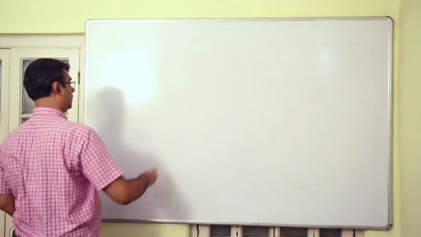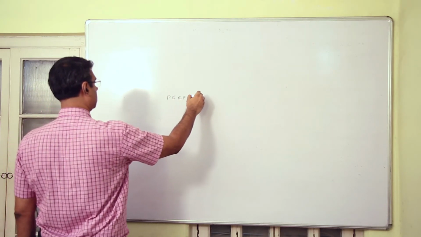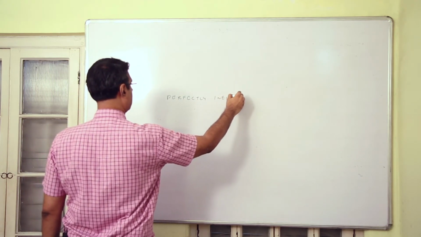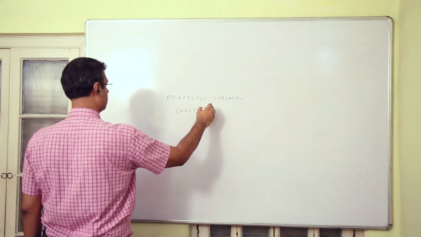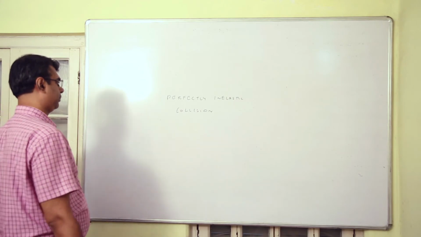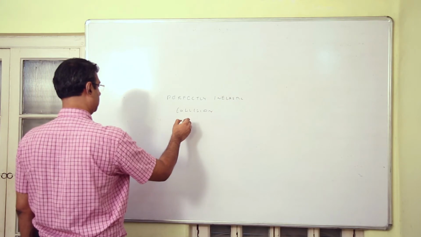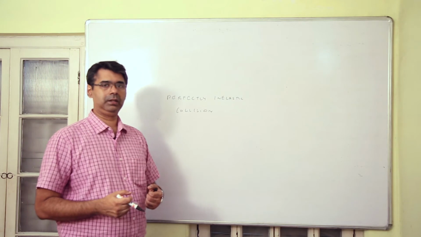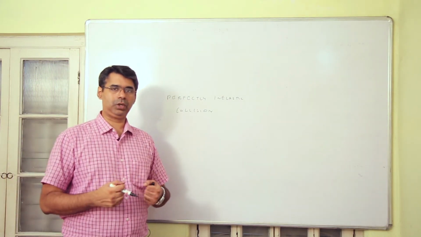In case of perfectly inelastic collision, suppose the collision is perfectly inelastic, then what will happen is that the deformation of the colliding bodies will be permanent. They will permanently deform each other at the surface of contact.